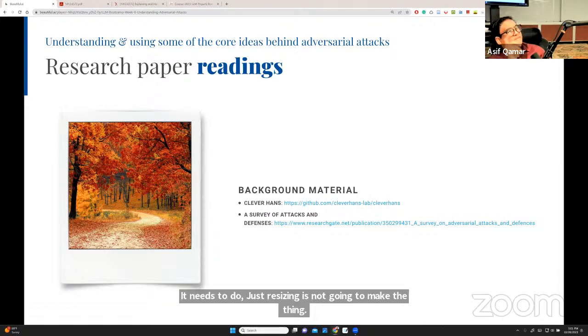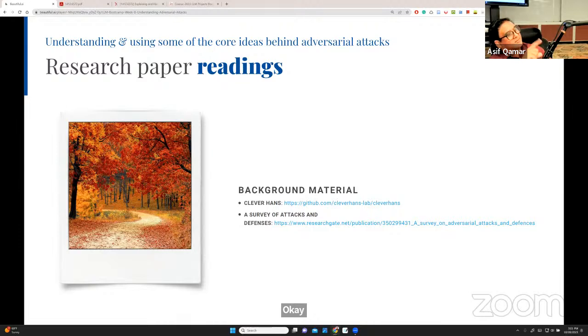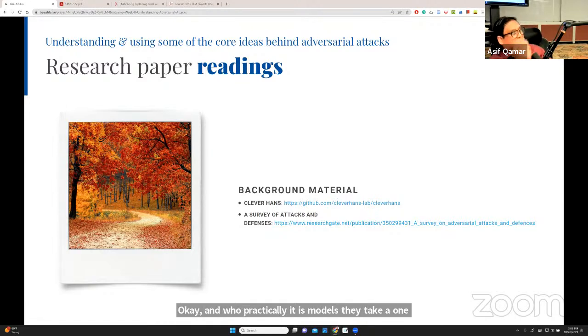And more practically speaking, there are models that take one given dimensionality. So resizing anyway won't help, because if it takes a million pixel input, you can't give it a resized image, because you'll have to blow it up again. So that's a very practical impediment. So if it was an image that you resize, it will still stay poisoned. Yeah.